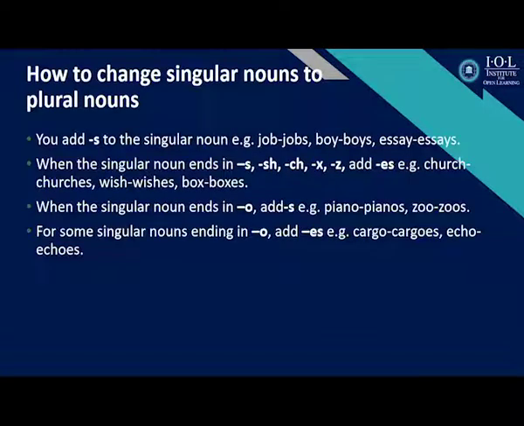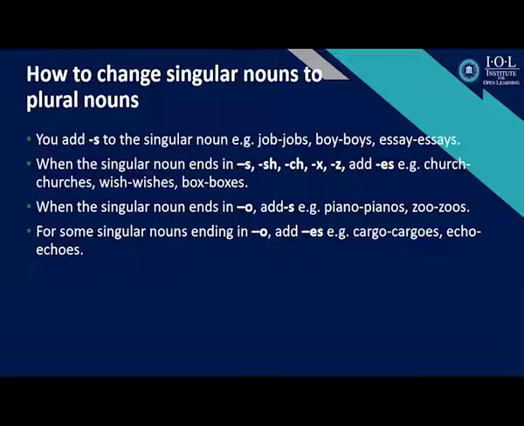So how do we change singular nouns to plural nouns? You add s to the singular nouns such as job becomes jobs, boy becomes boys. When the singular nouns end with the S sound, the SH sound, the CH sound, the X sound, the Z sound, you add an ES to that word, such as church becomes churches, wish becomes wishes, box becomes boxes. And when the singular noun ends with a letter O, you add a letter S at the end, such as piano becomes pianos, zoo becomes zoos.